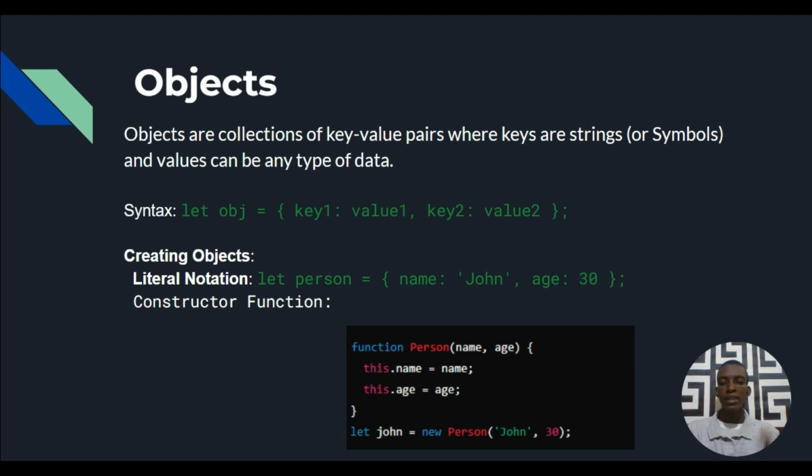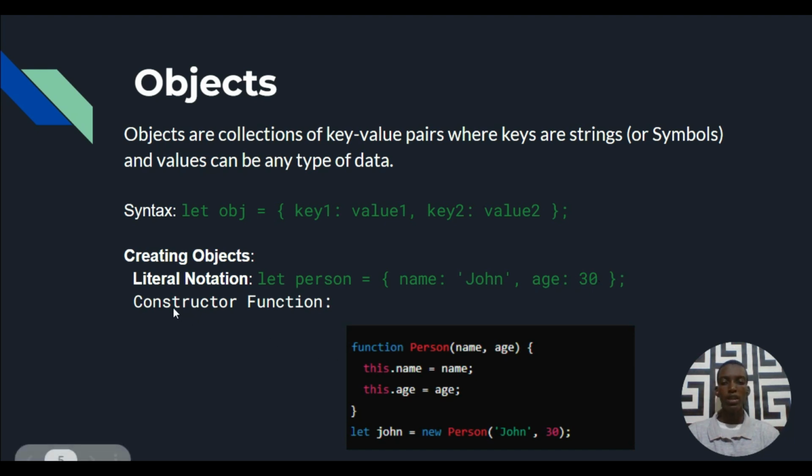Now the next thing, creating an object, we have the literal notation, whereby we say, for example, let person equal to name, then colon, the name of the person, the value of that name is John, then we say age, then we give the value as 30.